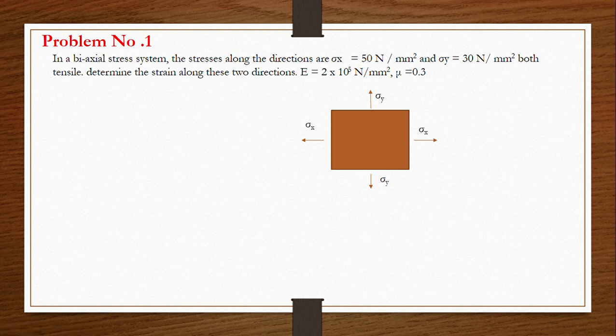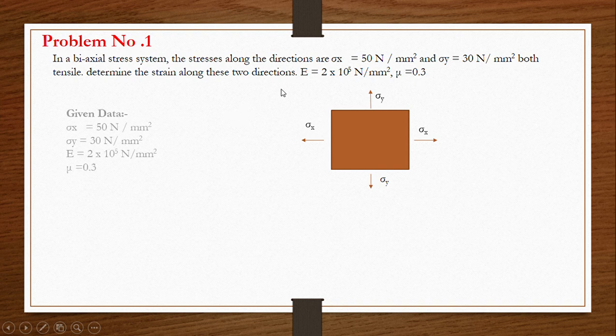The stresses along the directions are sigma x = 50 Newton per mm square and sigma y = 30 Newton per mm square. Both are tensile. That means, remember, whenever you consider, tensile means positive and compressive will be negative. Keep that in mind. Determine the strain along the two directions. E is equal to 2 into 10 raised to 5 Newton per mm square, and mu, that is Poisson's ratio, is equal to 0.3.